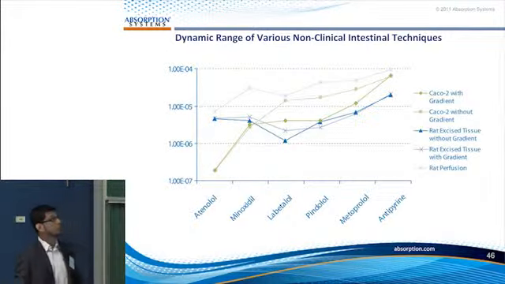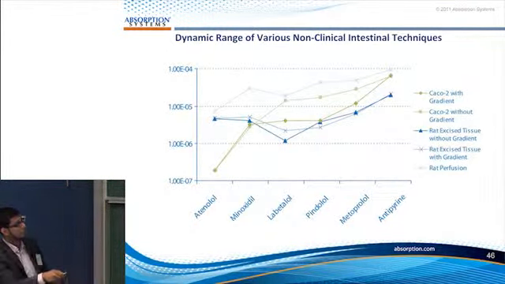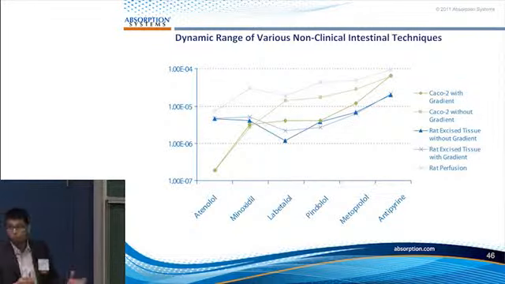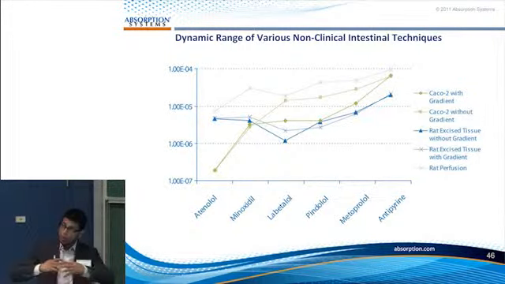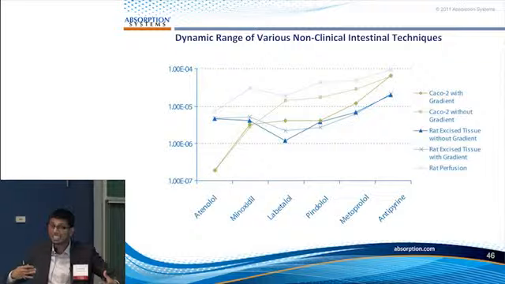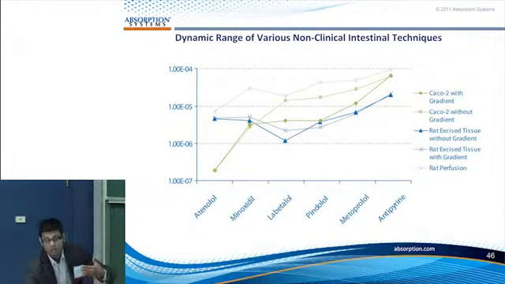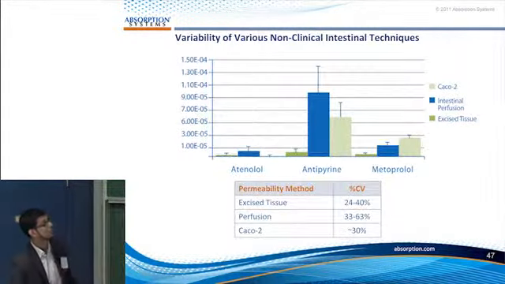And finally, some quick comparison slides. This is the dynamic range, about 3 orders of magnitude for KCO2. For intestinal perfusion and excised tissue, it's about 1 order of magnitude. So KCO2 has a bigger dynamic range, makes it more sensitive, and in a second I'll show you how that can be used to your benefit.